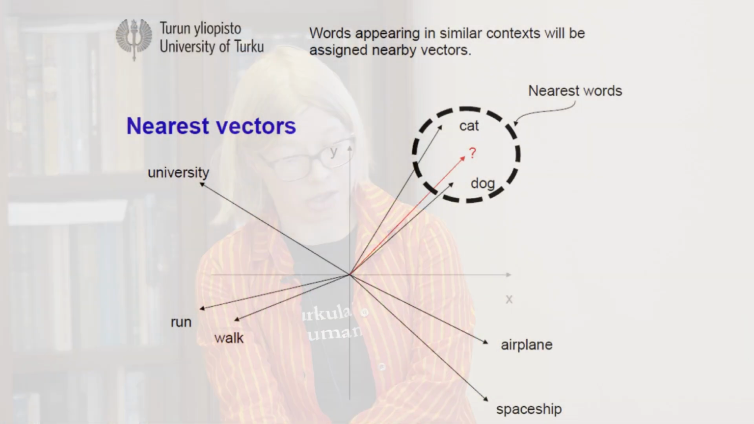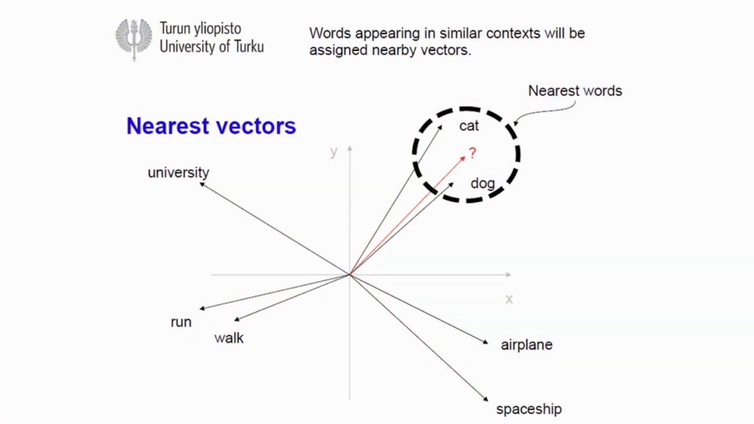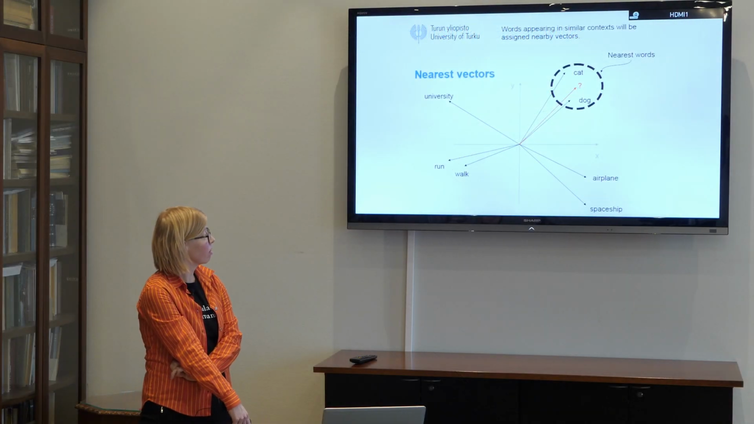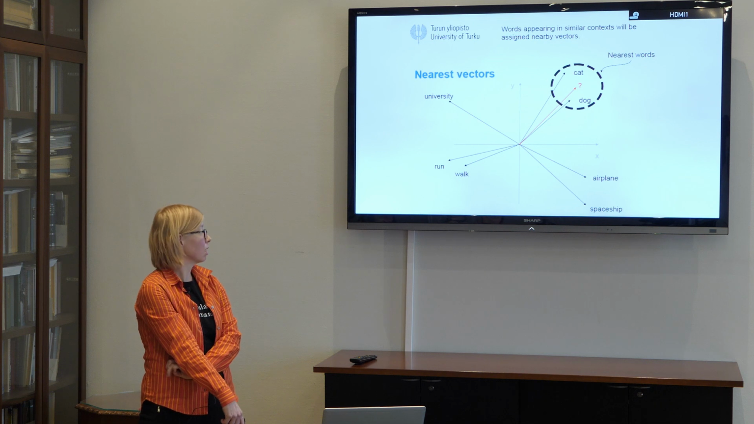So kind of like this. Here you can see that cat and dog have quite similar nearby vectors because they are kind of similar. Then run and walk get similar vectors, etc.